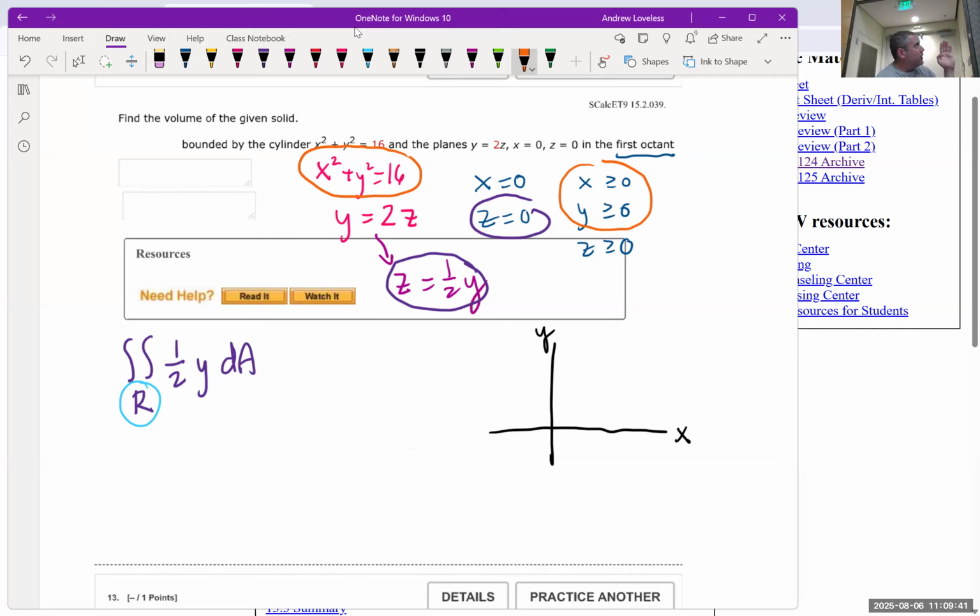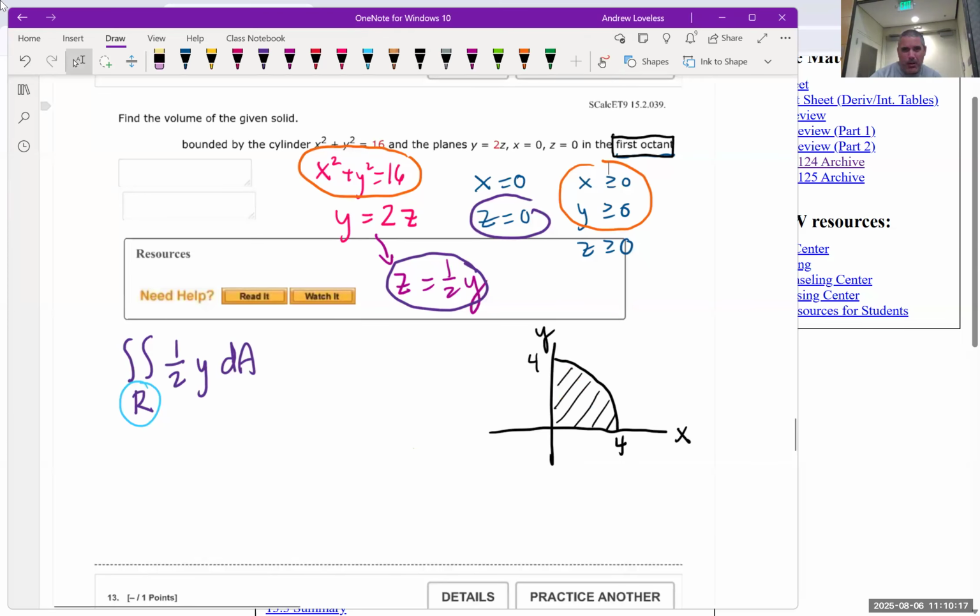So I need to draw the region where x is greater than or equal to 0 and y is greater than or equal to 0, and I'm inside that cylinder. Okay, so I'm going to draw all those. I'm going to draw a circle of radius 4. And I'm going to stop right there because we're talking about the first quadrant. So that was the importance of this first quadrant piece.